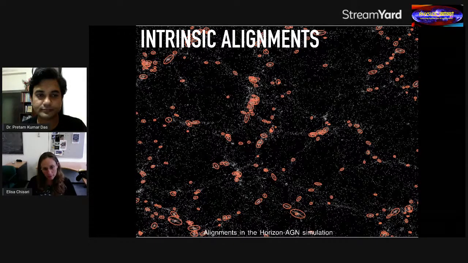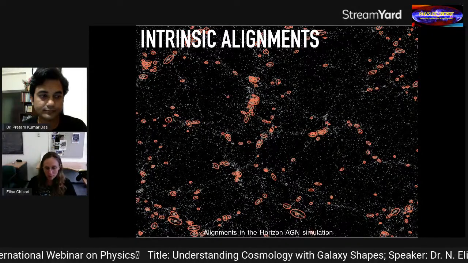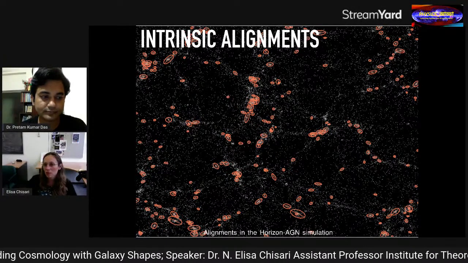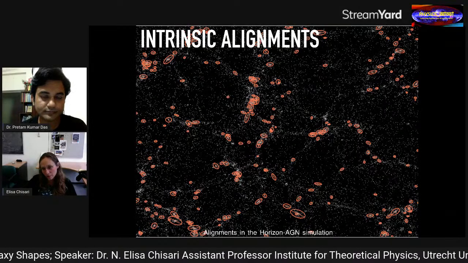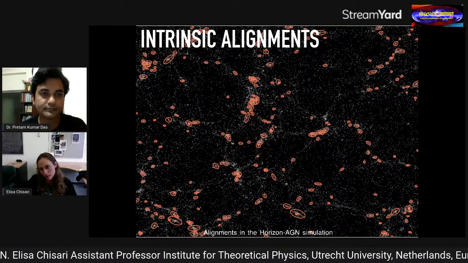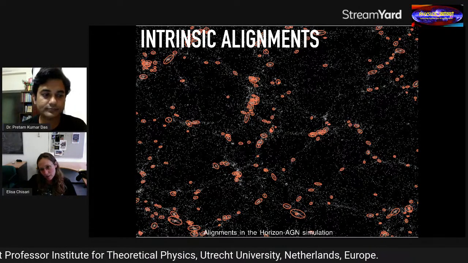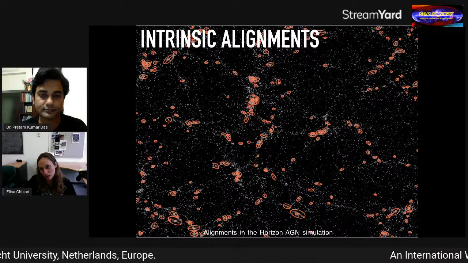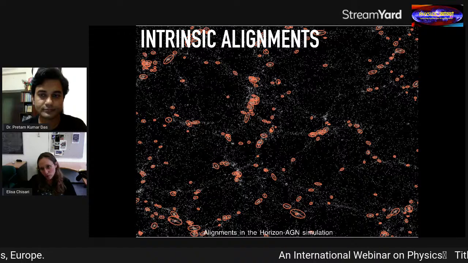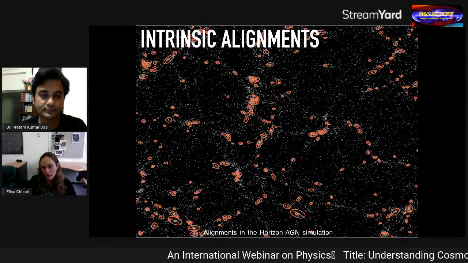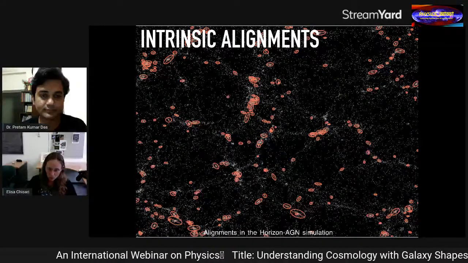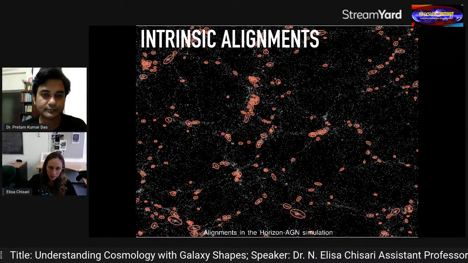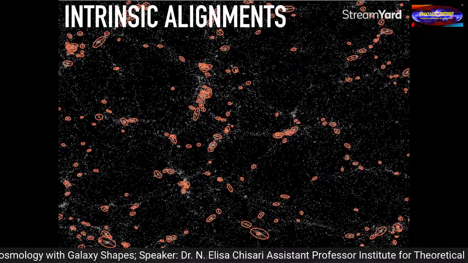Now you can see even by eye that these ellipses are not really randomly oriented in the simulation. Let's focus on this one, a nice example here at the top right of the screen. Here we see a galaxy whose major axis, this axis, is pointing in the direction of all these other galaxies. This one as well, right? And the same happens throughout the simulation. You can look at other regions, for example here, or maybe here, it's very clear that this galaxy is pointing in the direction of all these other galaxies.